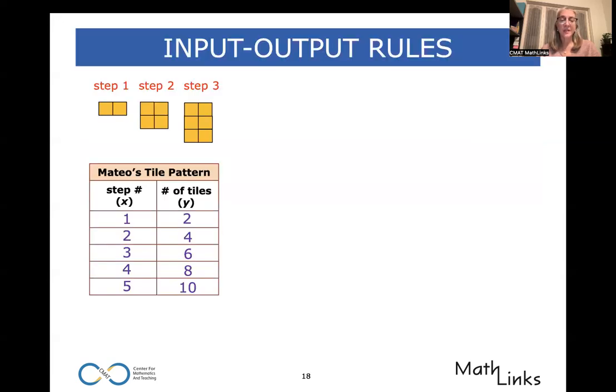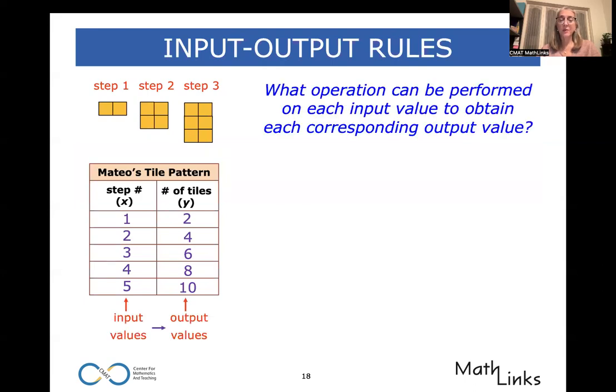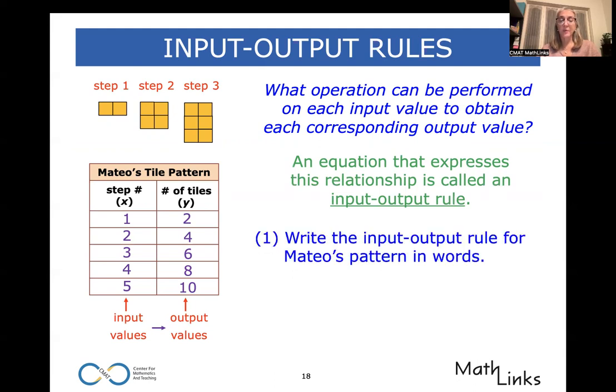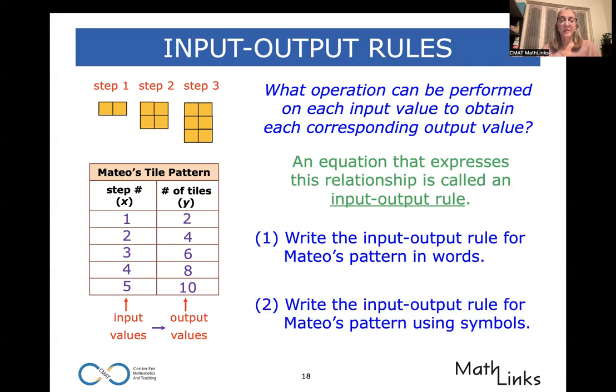We revisit Mateo's pattern to focus on the relationship between the input values and the output values, and then discuss input-output rules, focusing on the fact that we multiply the x value by 2 to get the y value. Students then write an input-output rule for Mateo's pattern in words and using an equation.